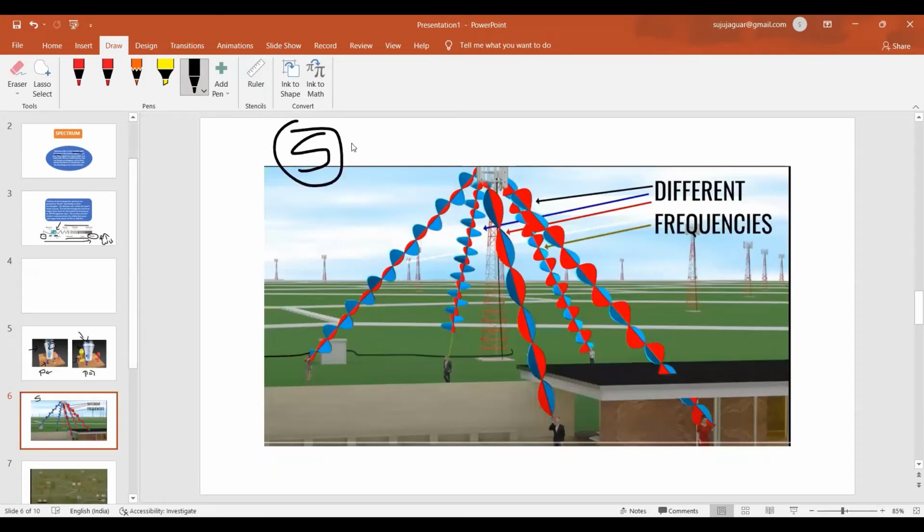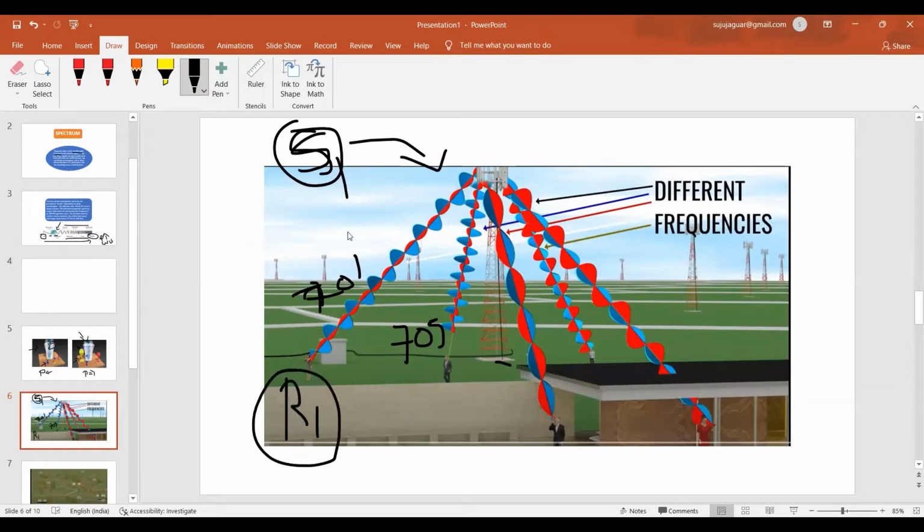The sender's data first goes to the cell tower, and from the cell tower each person is assigned a different frequency. Suppose this person is assigned 701 megahertz and this person is assigned 705 megahertz. Similarly, each of these persons will have different frequencies, due to which there will not be interference of signals. That is, if S1 has to talk with R1, S1 will be assigned a different frequency. Suppose all of them have the same frequency, then S1's voice will be heard by all these persons. Because of this, each person is assigned a different frequency. I hope this is clear now.